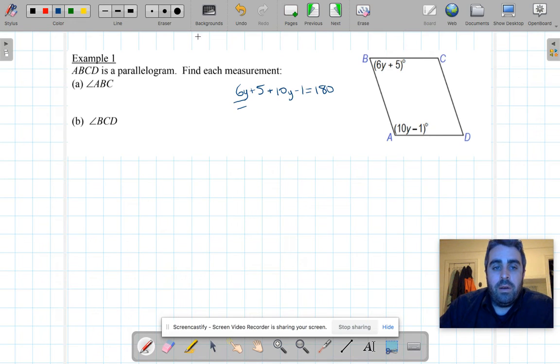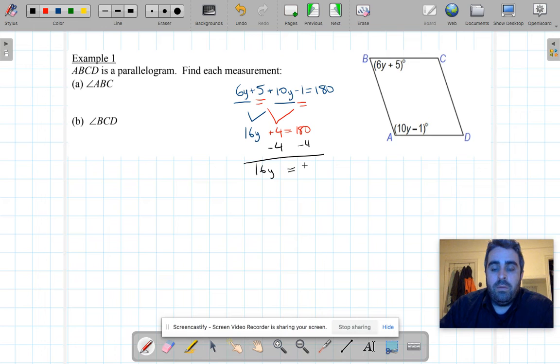We can combine our terms with y. So I could say 6y plus 10y is 16y. And our constants, 5 and 1. So 5 minus 1 is 4. And now we just continue to solve. So we use inverse operations, subtract 4 from each side to get 16y is equal to 176. Divide by 16, and we see that y is 11.